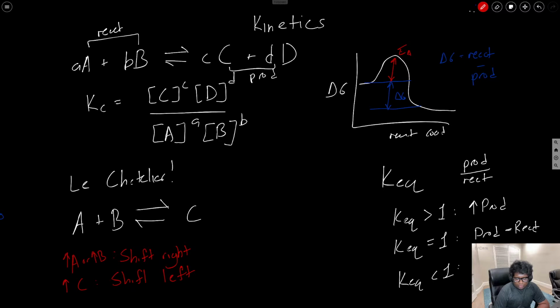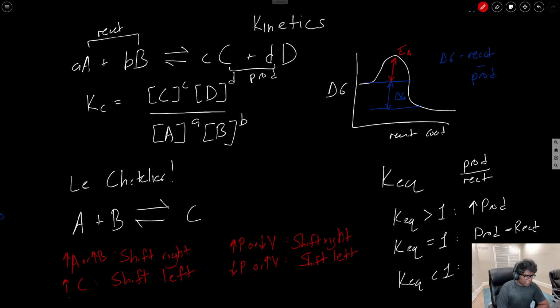If there's pressure applied, if you're adding pressure to the system, so let's say you're adding pressure or lowering the volume, it goes to the right, so it's a shift right. And likewise, if you're lowering pressure or increasing volume, shift left.